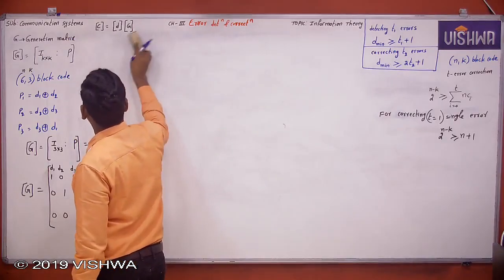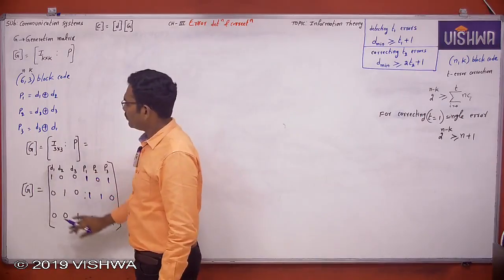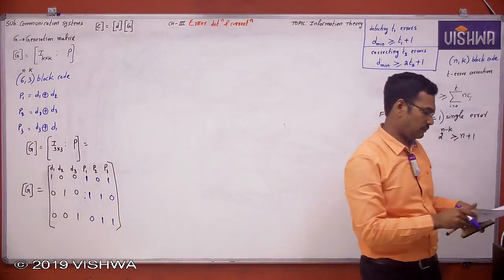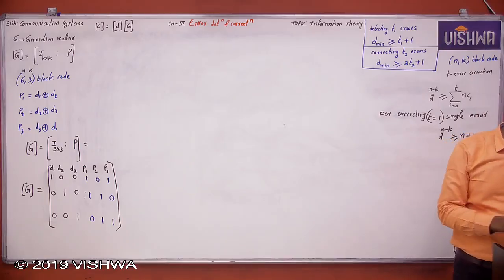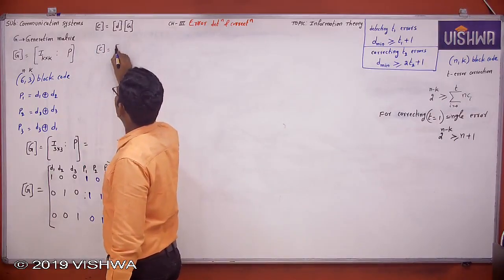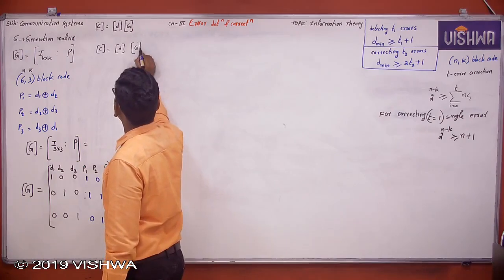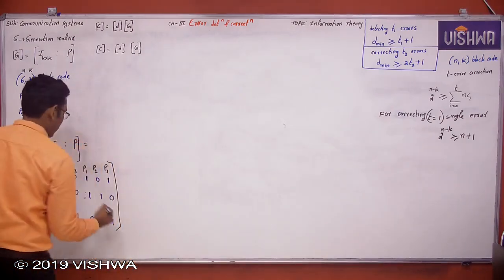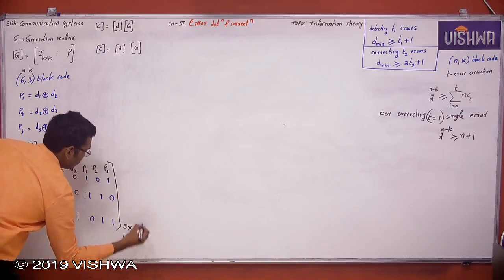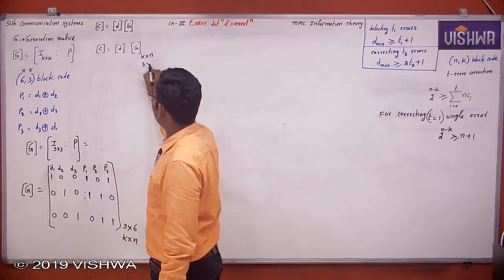So now we'll solve. This is a way to find the code in a matrix representation of a block code, and this is how to calculate the generation matrix, and C is nothing but D into G. Now this is C, this is D, multiplied with G. What is the generation matrix order? 3 rows and 6 columns, which is K cross N, equal to 3 by 6.